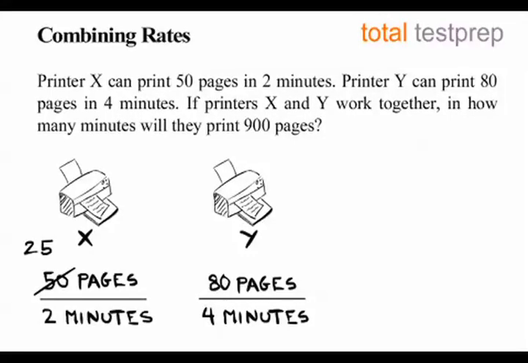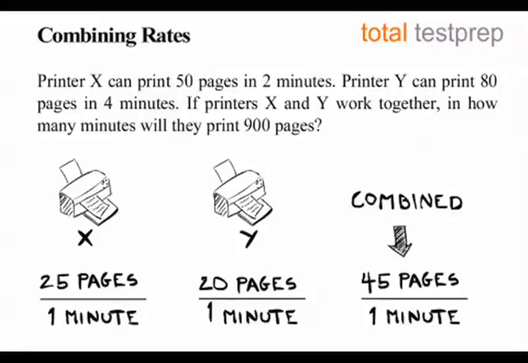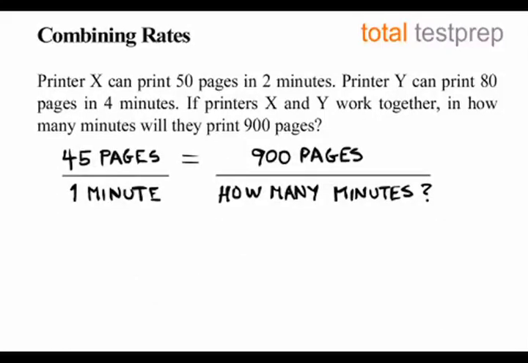50 pages in 2 minutes, we can divide both the top and bottom by 2 to get 25 pages a minute. And for printer Y, 80 pages in 4 minutes, you can divide the top by 4 and the bottom by 4 to get 20 pages a minute. So if printer X does 25 pages a minute and printer Y does 20 pages a minute, combined they do 45 pages a minute. We then set that up as a proportion.